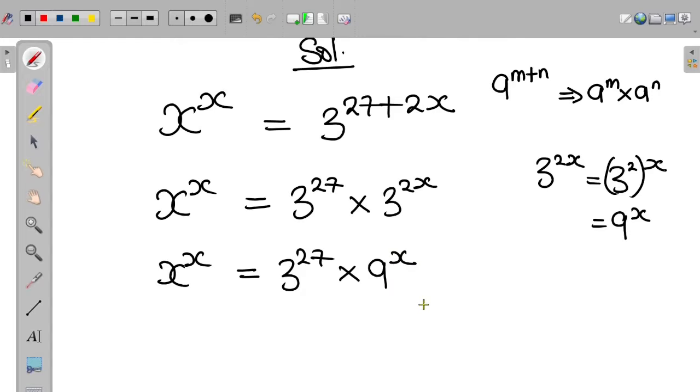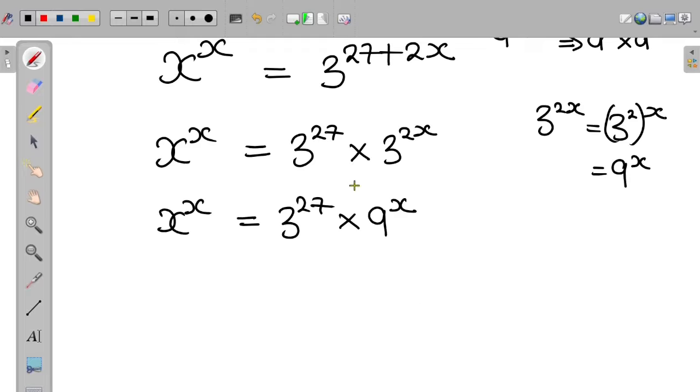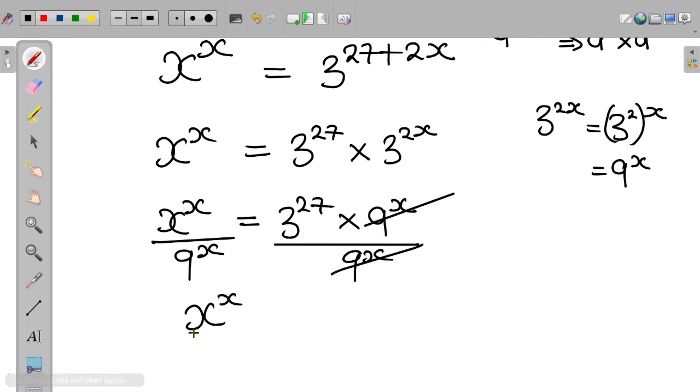So at this point, we have to divide through by 9 to the power of x. So this becomes divide by 9 to the power of x and divide by 9 to the power of x. So 9 to the power of x will cancel out. So we are left with x raised to the power of x divided by 9 raised to the power of x equal to 3 raised to the power of 27.